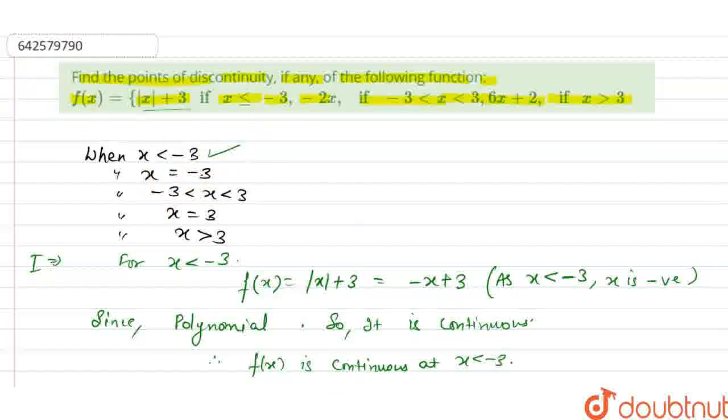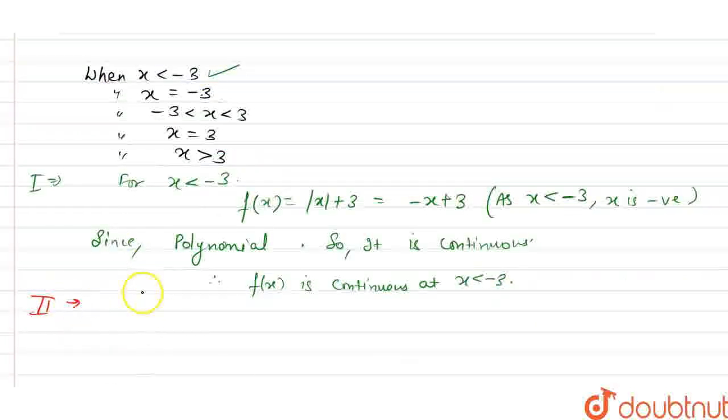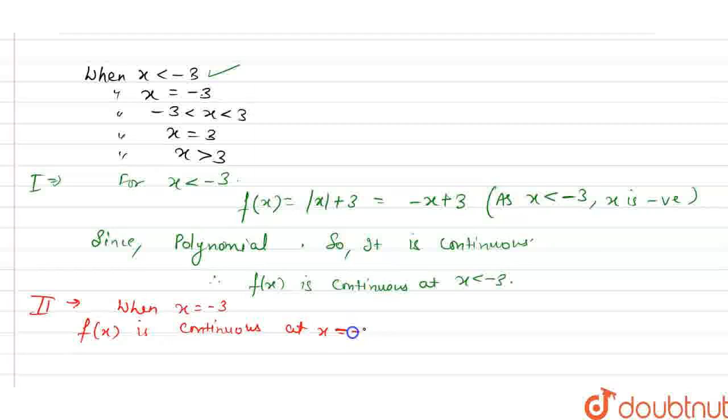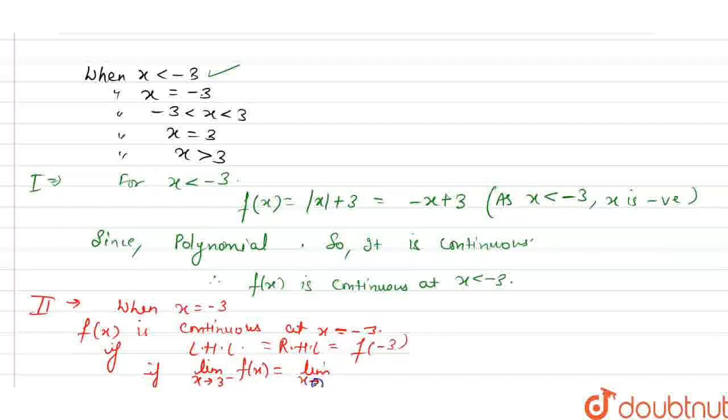Now we have to check the continuity at x equal to -3. Now case 2 is when x is equal to -3. Then f(x) is continuous at x equal to -3 if the left hand limit is equal to the right hand limit is equal to f of -3, then the function will be continuous.